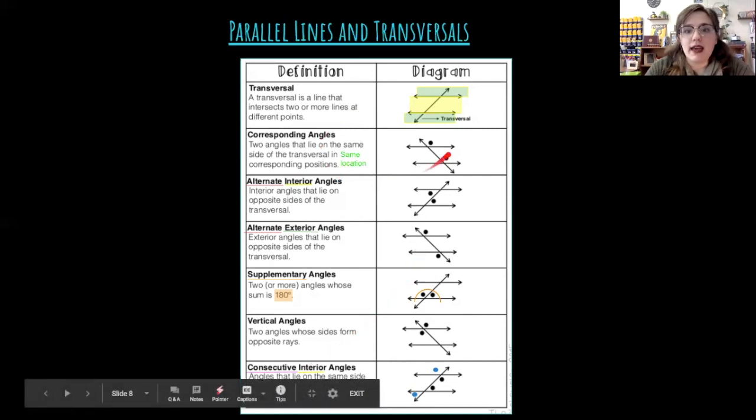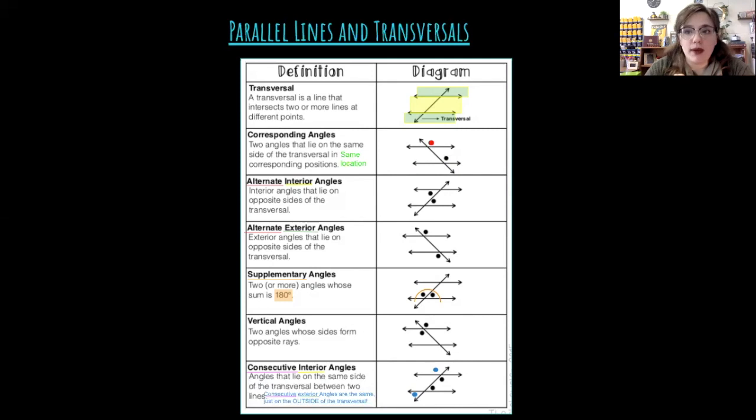So as long as I'm talking about my top right corner, I'm going to be talking about my top right corner in the other one. Top left and top left are also corresponding angles. Bottom left, bottom left, bottom right, all of those are corresponding angles because they are in the same location.